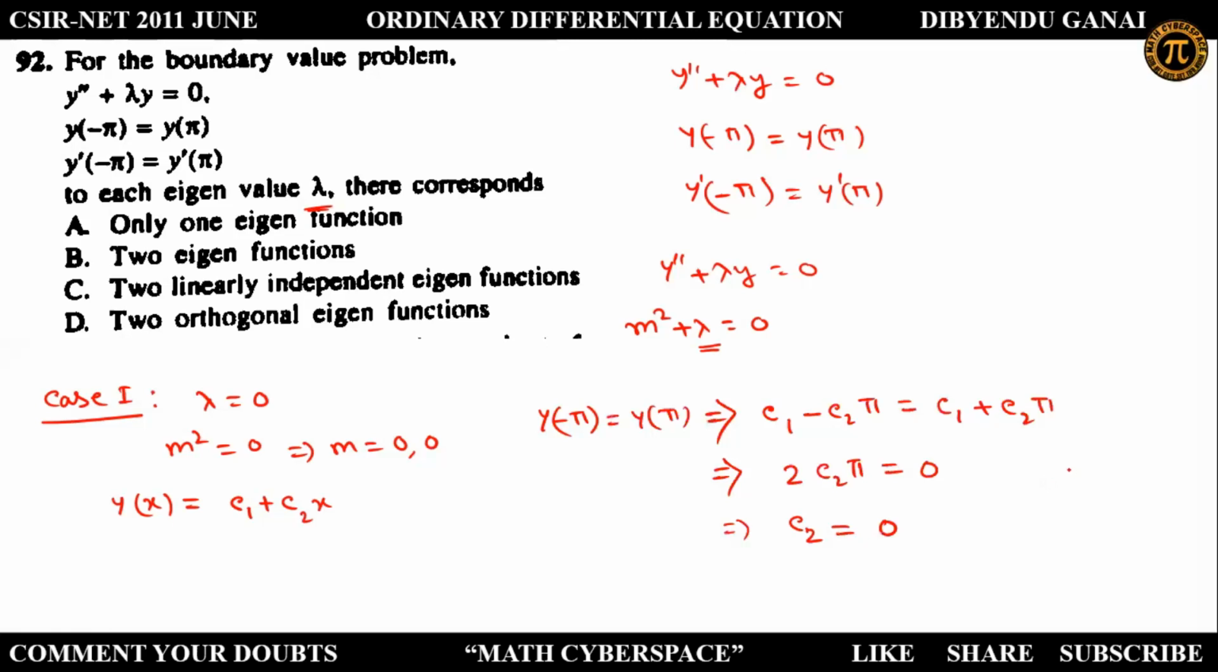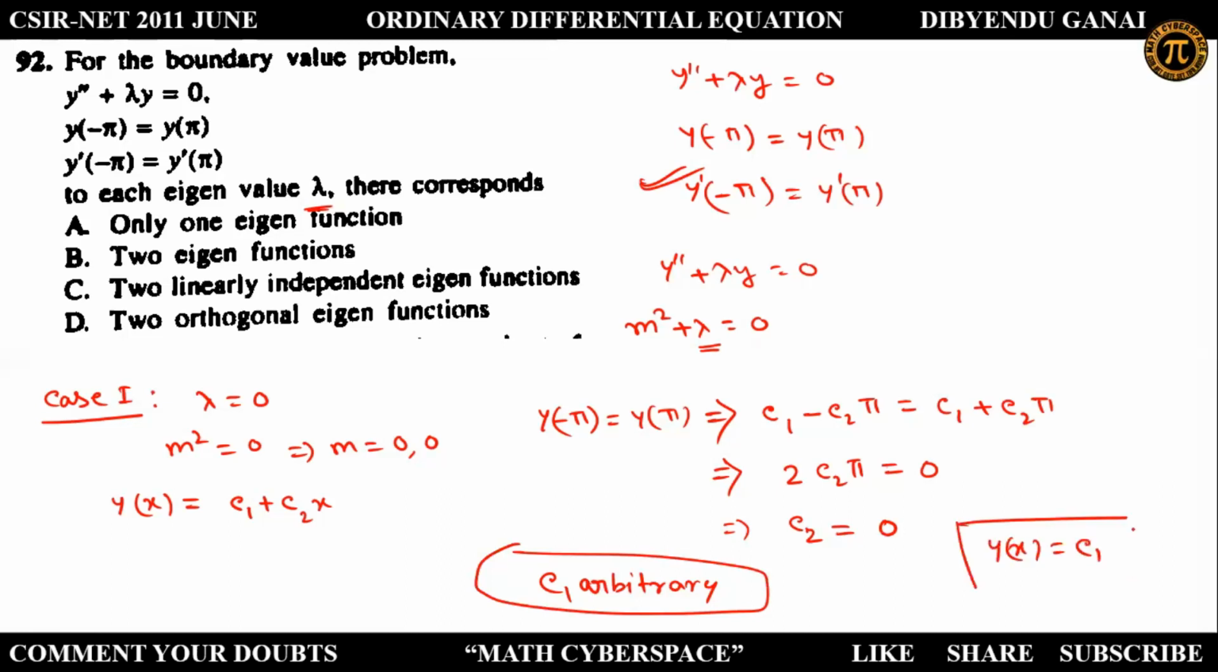Okay, now c2 = 0. Now if we choose the second condition, again you will get that c1 is arbitrary. That means from here the solution is y(x) = c1. This is our solution for λ = 0, so we are getting an eigenfunction when the eigenvalue is 0.